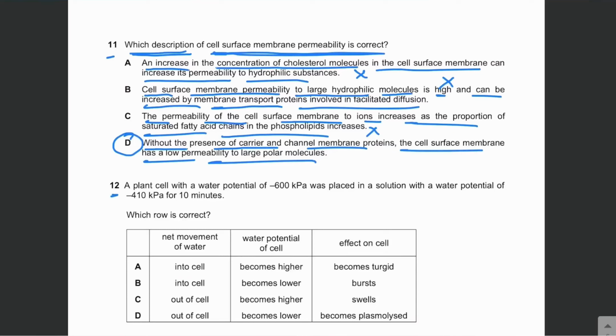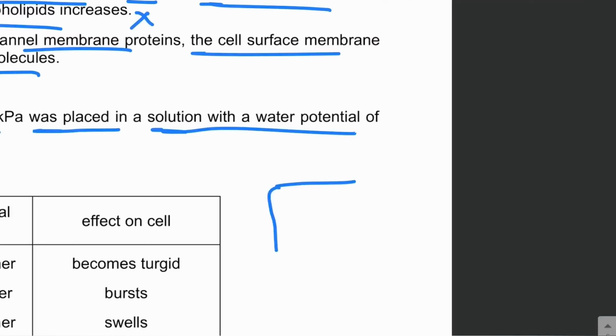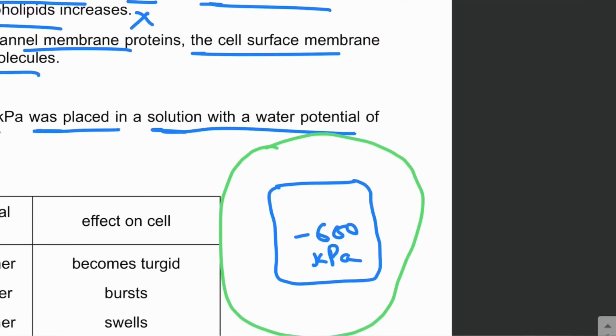MCQ number 12, a plant cell with a water potential of minus 600 kPa was placed in a solution with a water potential of minus 410 kPa for 10 minutes. Which row is correct? Okay, guys, so they're saying that there's a plant cell which has a water potential of minus 600, and this was placed in a solution which has a water potential of minus 410. So what will happen?